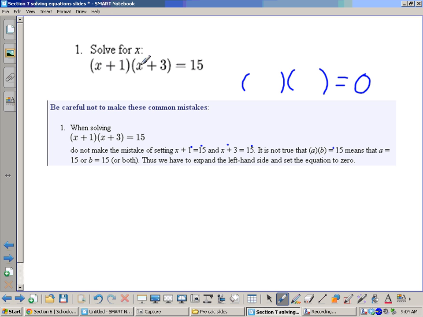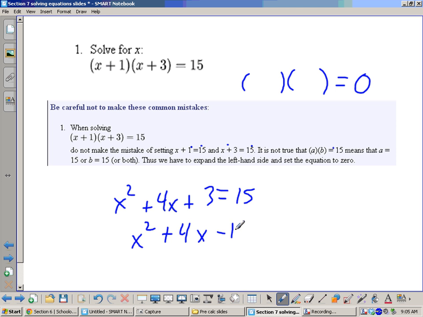And before we can do that, we're going to have to FOIL this out. So we're going to first take and FOIL out x plus 1 times x plus 3. So we'll get x squared plus 4x plus 3 equals 15. Now we're just going to subtract 15 so that we end up with 0 over there. So we'll get minus 12 equals 0. Now, if this can be factored, we can factor it. Otherwise, we would just use the quadratic formula to solve for this. I think this one can be factored.